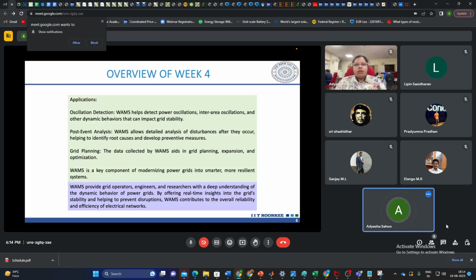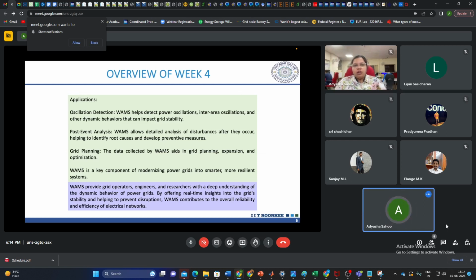So the applications for this WAM system include: firstly, we can detect the oscillations that are taking place in the system. Basically, we have different power oscillations or inter-area oscillations and other dynamic behaviors, and they will greatly impact the grid stability. And secondly, we can have post-event analysis.